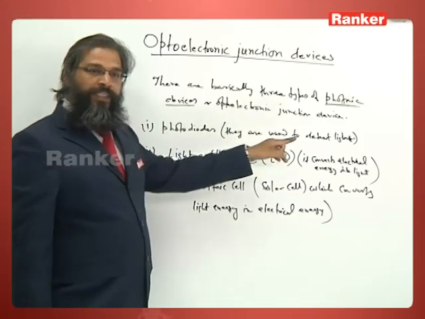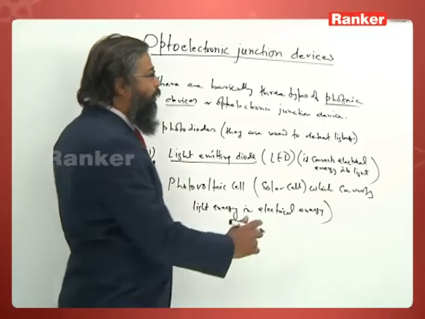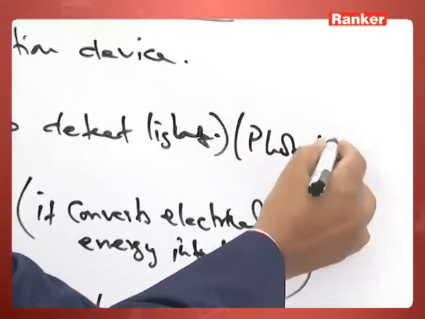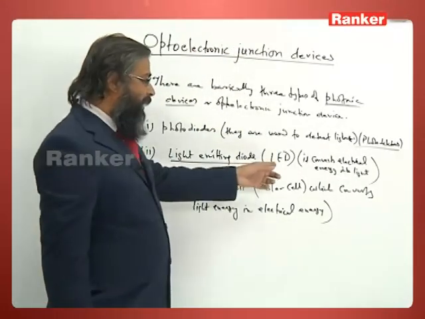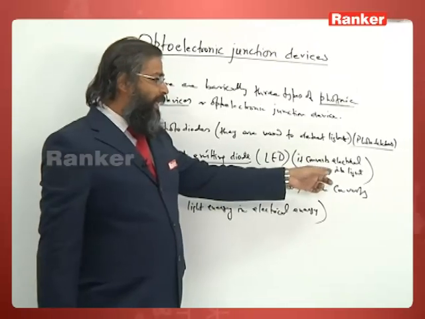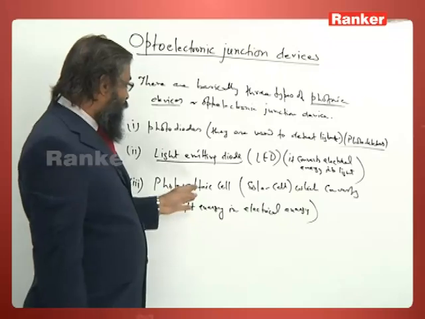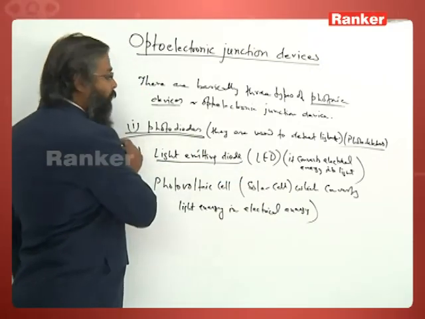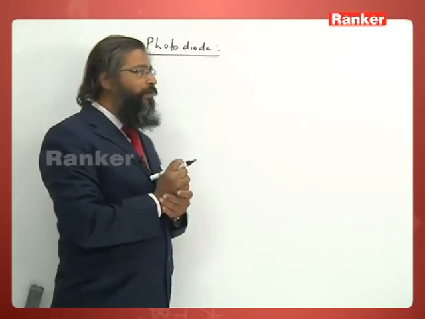Photodiodes, they are used to detect light, they are generally used as detectors, so we often call it photodetectors. Second, light emitting diode, LED, which is used to convert electrical energy into light energy. Next is photovoltaic cell, solar cells. So, first let us see what are photodiodes.